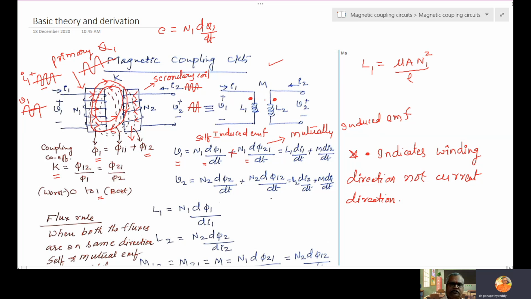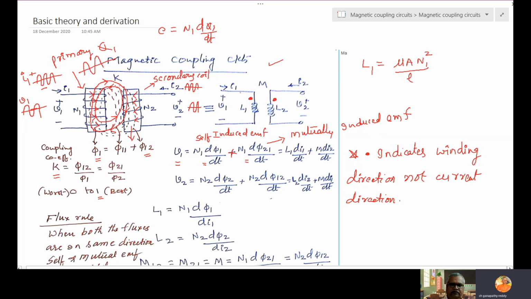Okay. So when dots are there, what is the dot sign convention? The dot sign convention goes like this. When current I1 entering at the dot induces an open circuit voltage in the secondary with a positive reference at the dot. I repeat, the current I1 in the primary entering at the dot induces an open circuit voltage in the secondary with a positive reference at the dot.